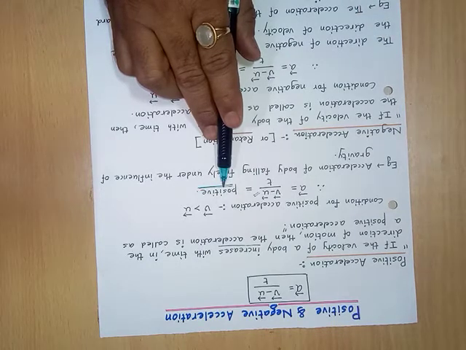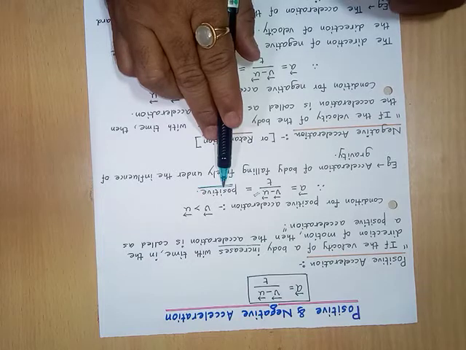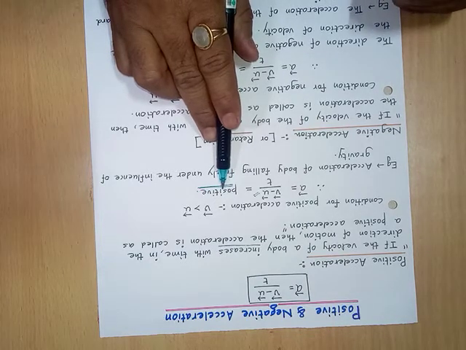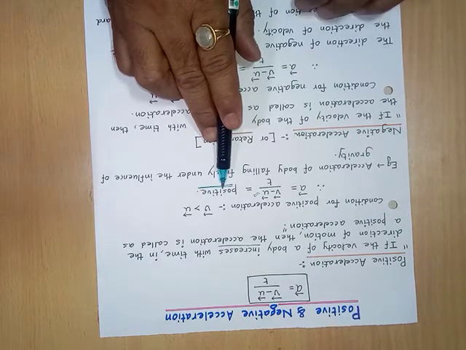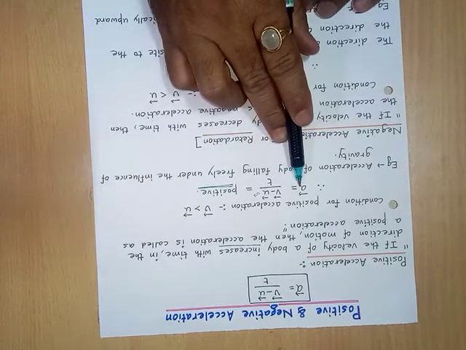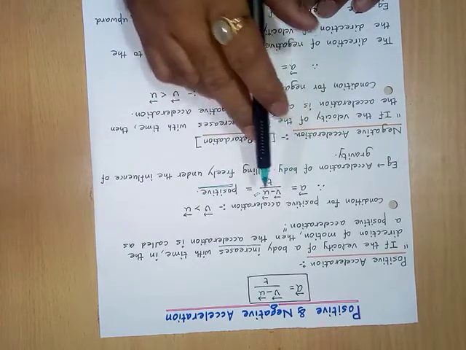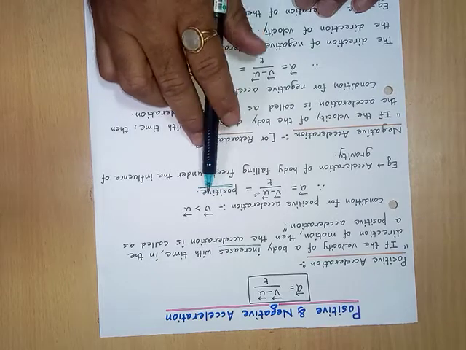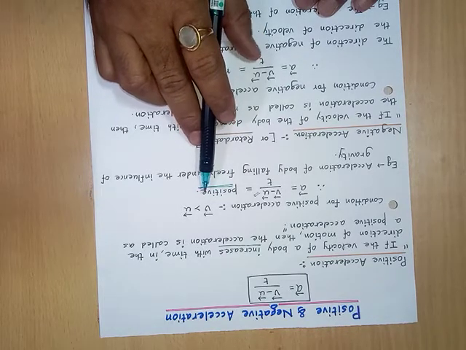Positive acceleration gives us the direction in which the object is moving. For that reason, by seeing the positive sign before this acceleration, we can say that initially the object is having less velocity, but finally the velocity of the object is definitely more.